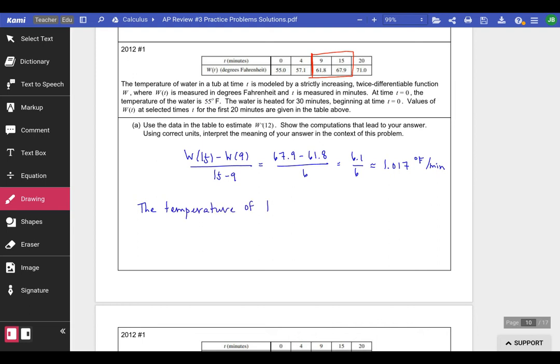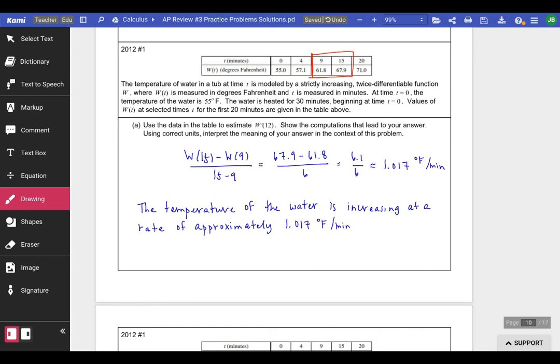So I would say something like this: the temperature of the water. So what's the thing we're talking about? It is the temperature of the water. It's increasing at a rate of, I'm going to say approximately, because we use the average rate of change to estimate this. So it's increasing at a rate of approximately 1.017 degrees Fahrenheit per minute.